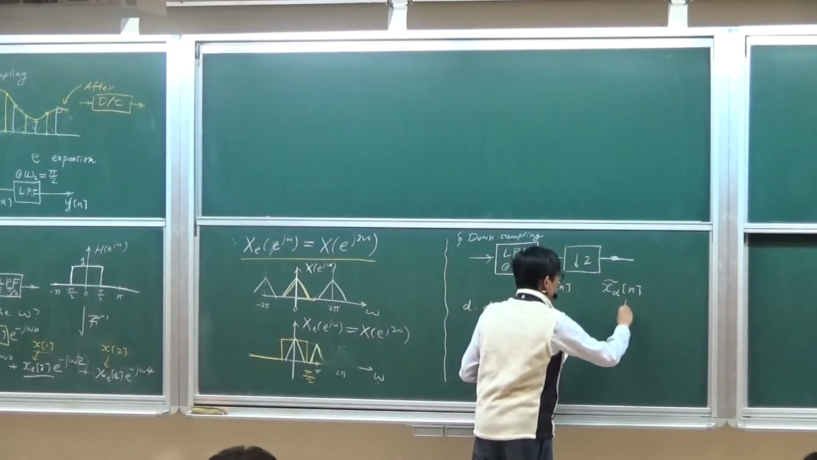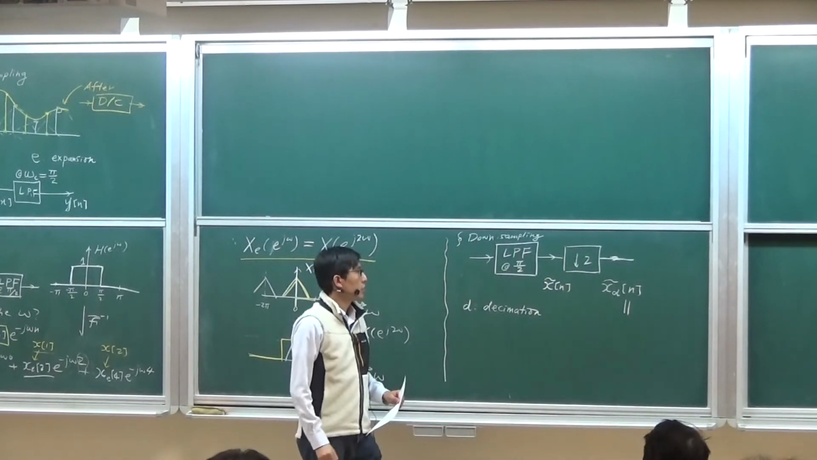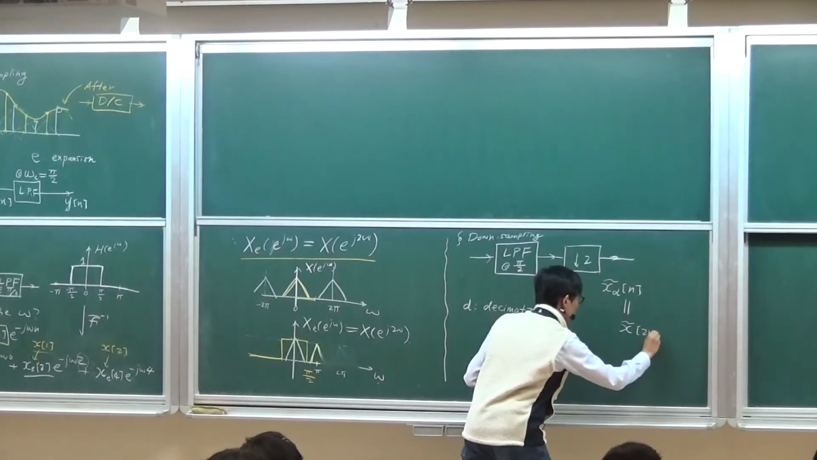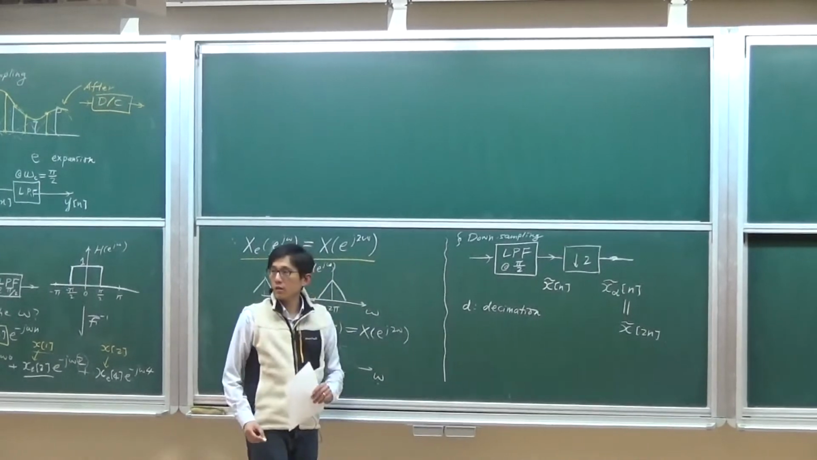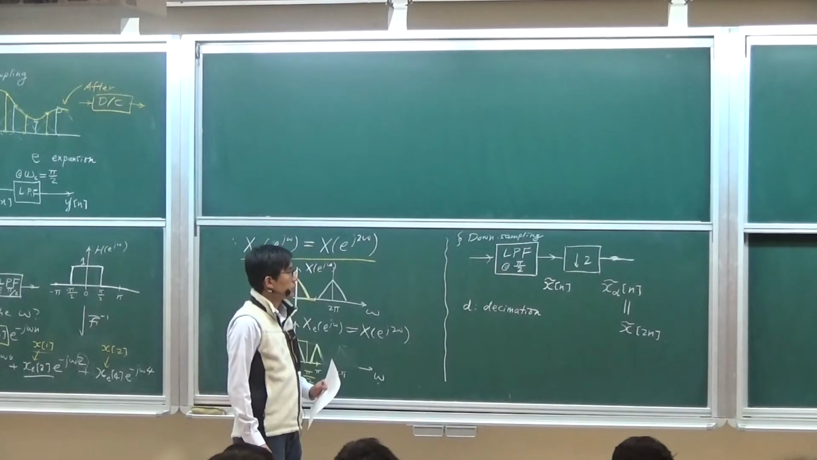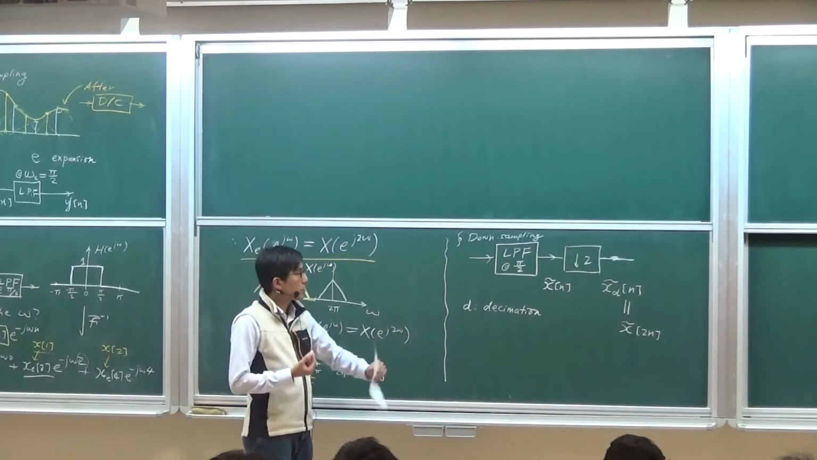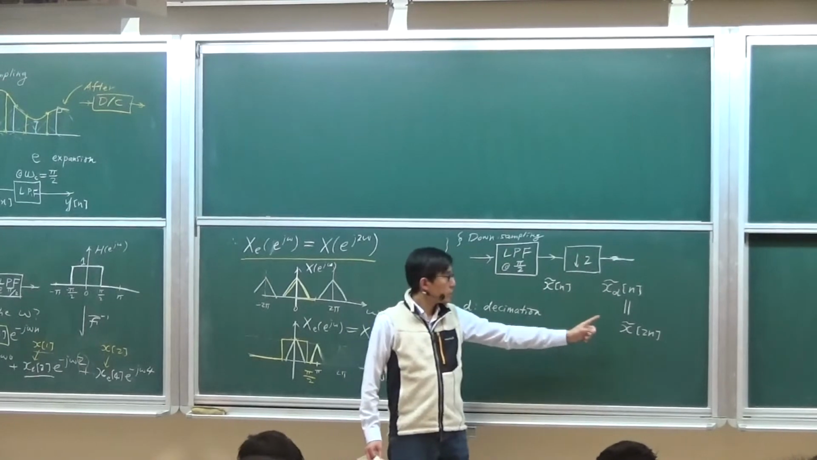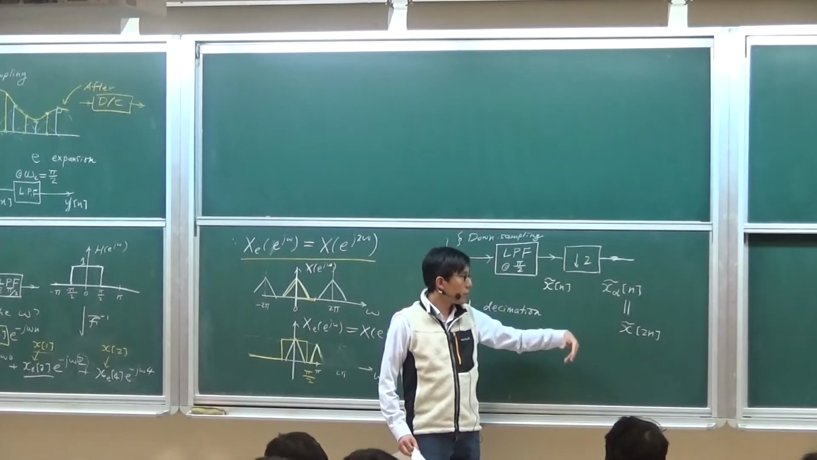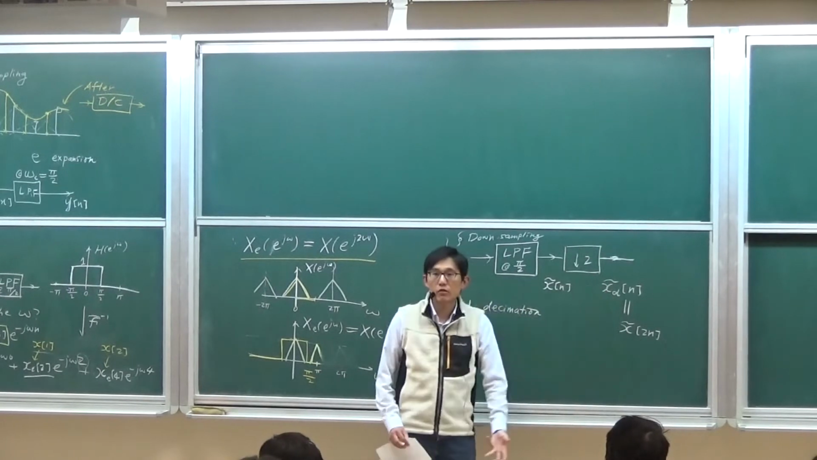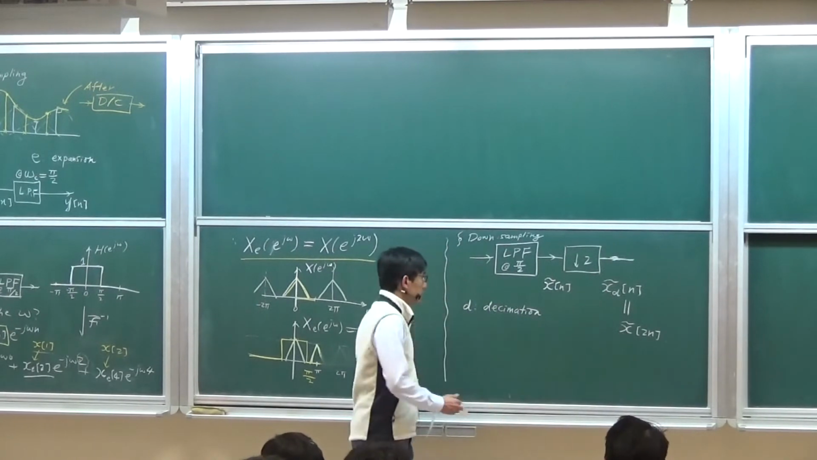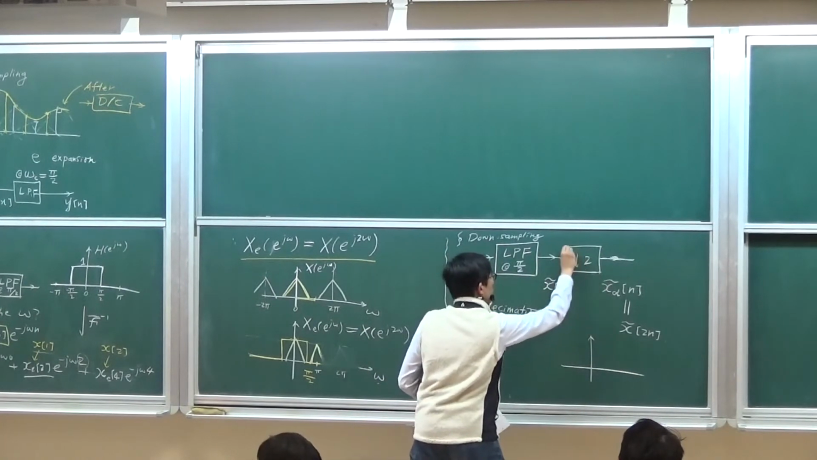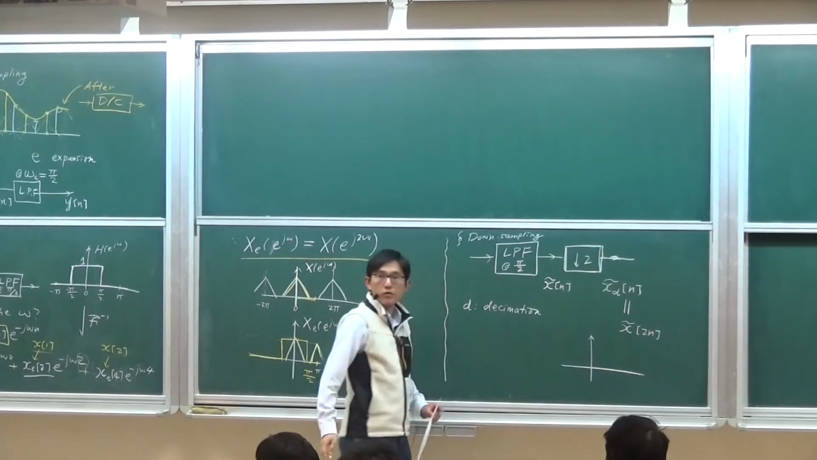So the definition is Xd of n will be simply x of 2n. So we are skipping all the odd number samples, right? We are saving all the even number samples while dropping all the odd number samples. That's the meaning. Okay, so this part is easier. What we mean by this destination is that we simply drop every other sample.